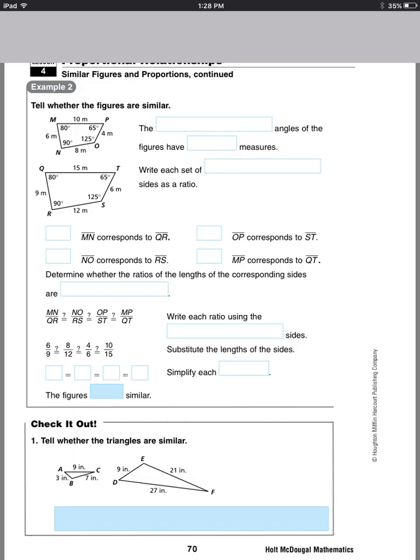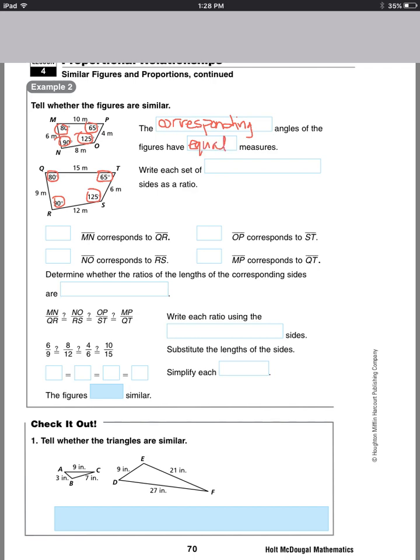Okay, here's another problem we're going to look at. On this one, we're going to look at the corresponding angles. And the corresponding angles are the angles that sit in the same place. So like 65 and 65 are corresponding because they're in the same place on the figure. 80 and 80, same place. 90 and 90, same place. 125, 125, same place. Okay? So they all have equal measures.